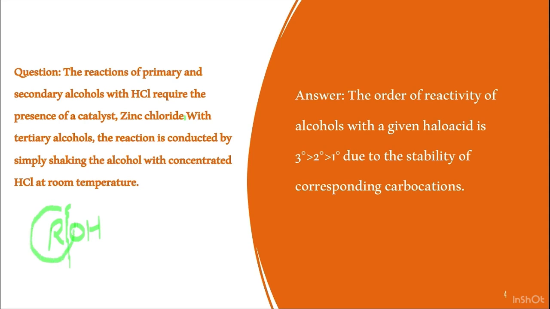Now it depends on the nature of the carbocation that we are getting by this breaking of the bond. So here the answer is the carbocation which is formed. If it is a tertiary carbocation, it is the most stable, it will be formed quickly. So you just need to simply shake the alcohol with concentrated HCl. There is no need of a catalyst. Then the secondary carbocation is less stable than tertiary and the primary the least stable. That's why they need the catalyst to carry out the reaction. So basically, it depends upon the stability of the corresponding carbocation.